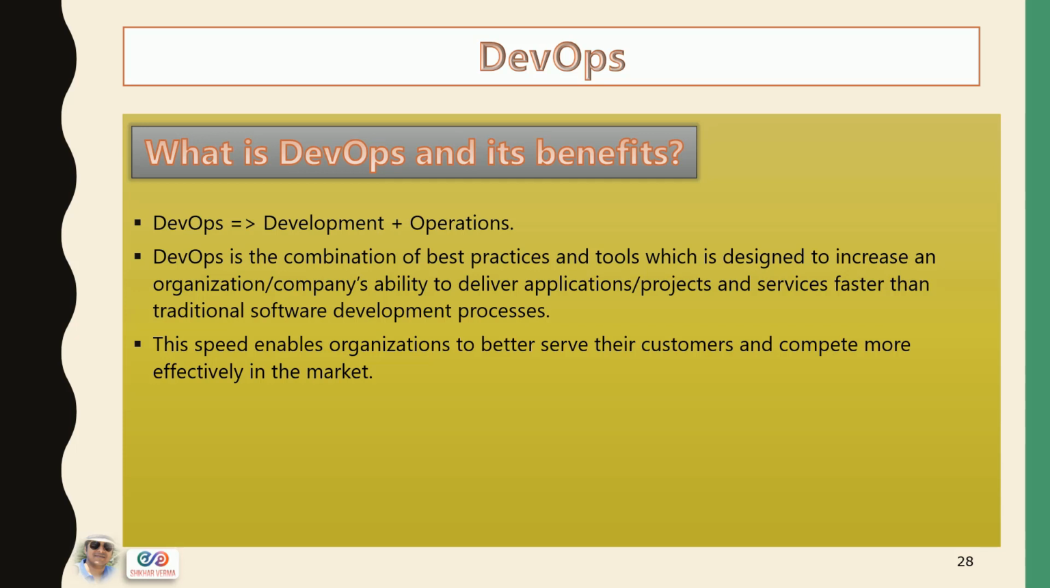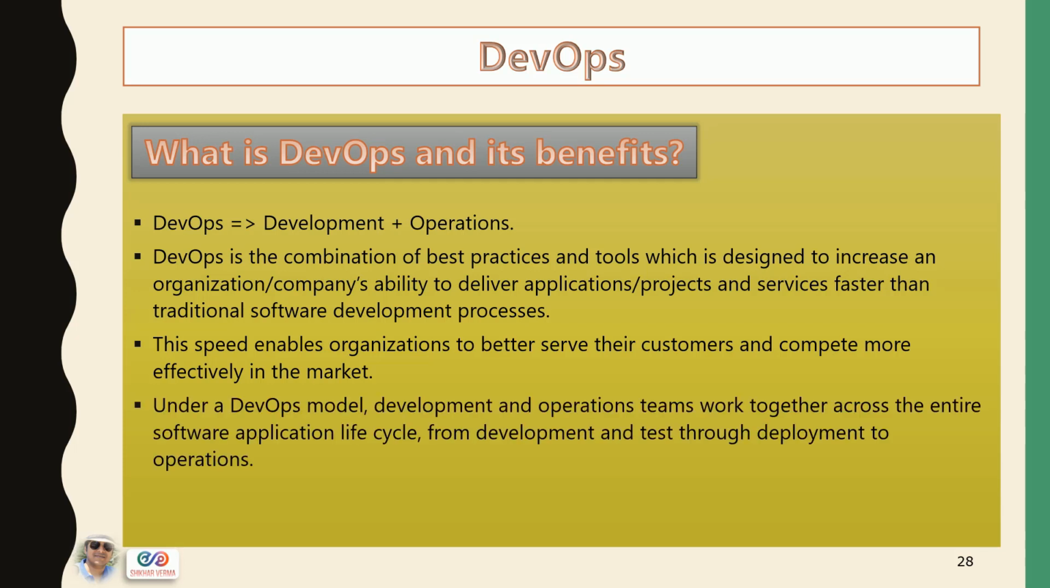If your process time is slower, in that case your rival companies can deliver the same feature, same product in a faster approach. So all the customers prefer what is coming fast. So how to achieve this? With the help of DevOps. Under a DevOps model, development and operations teams work together across the entire software application lifecycle, from development and test through deployment to operations.